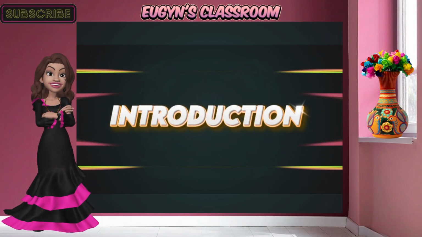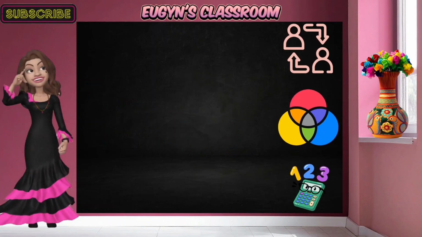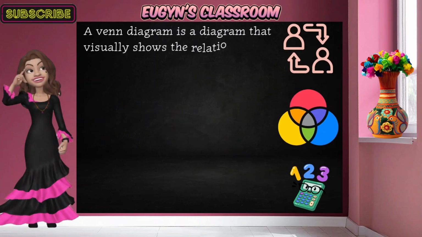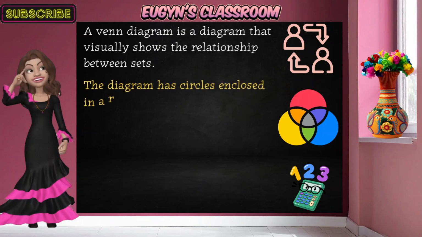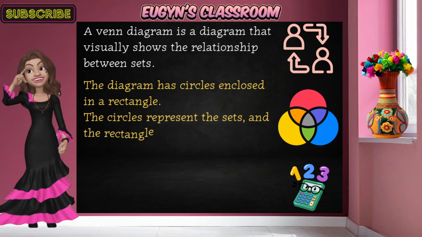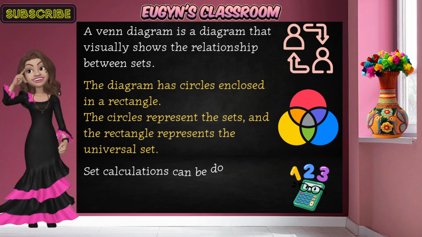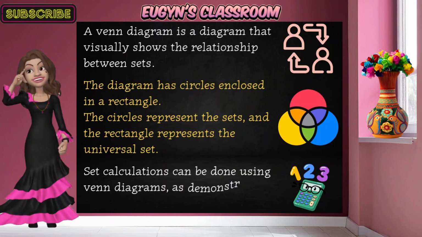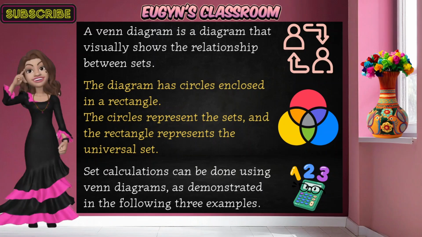Introduction. A Venn diagram is a diagram that visually shows the relationship between sets. The diagram has circles enclosed in a rectangle. The circles represent the sets, and the rectangle represents the universal set. Set calculations can be done using Venn diagrams, as demonstrated in the following three examples.